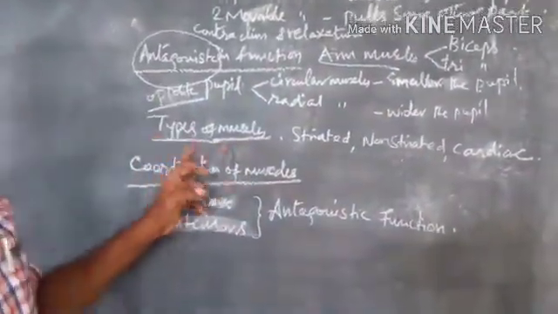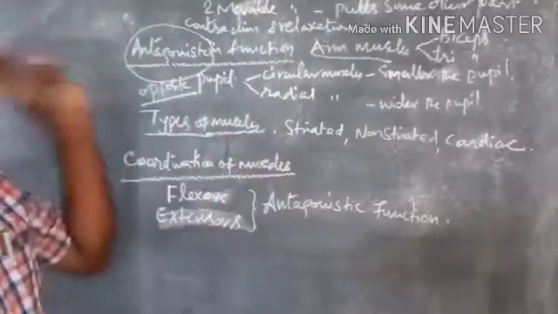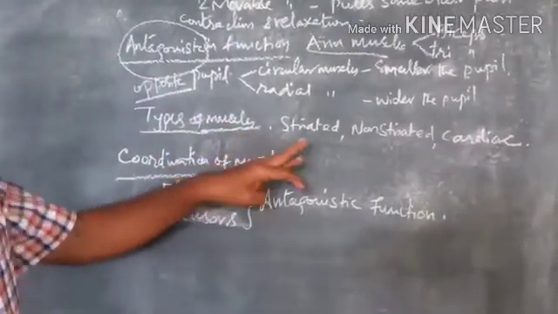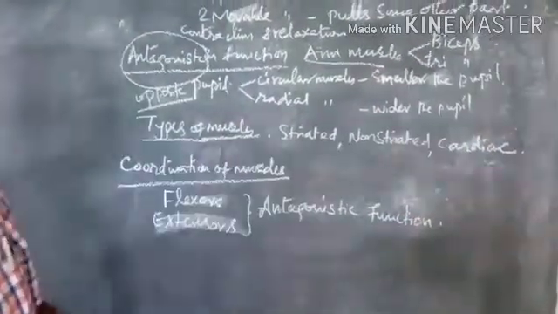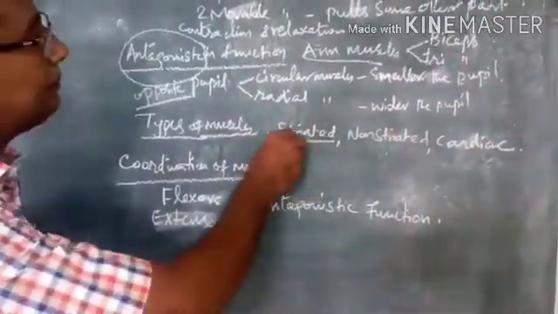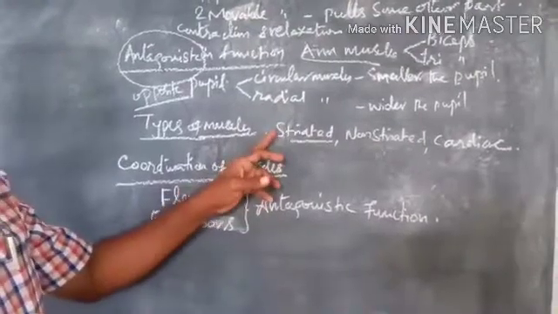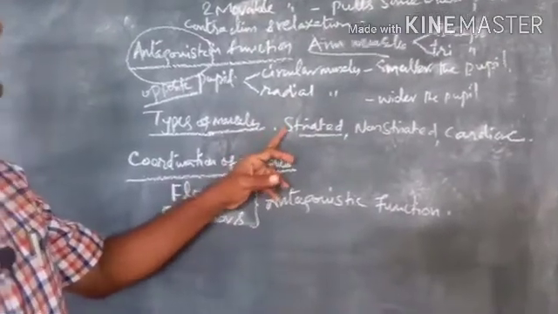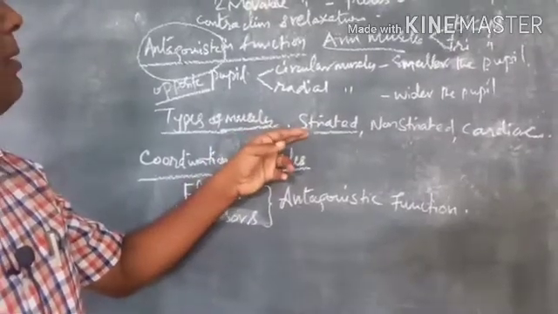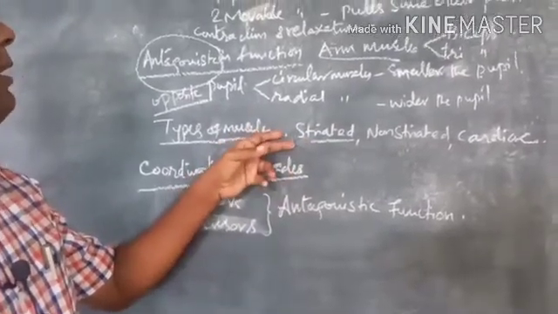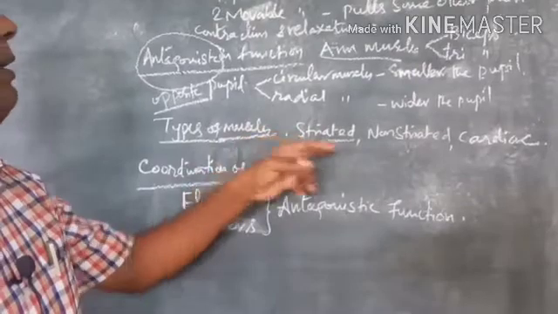What are the types of muscles present in our body? There are 3 types of muscles present in our body. That is striated muscle, non-striated muscle and cardiac muscle. Striated muscles have centrally located nuclei. These are also called voluntary muscles. Examples are arm muscles and leg muscles. These function according to our will power.